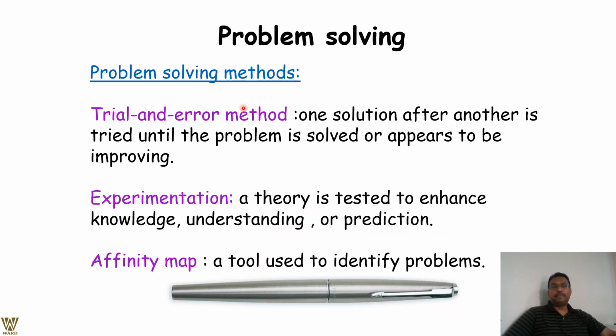Problem-solving methods essentially include the trial-and-error method: one solution after another until the problem gets solved. You keep on trying one way or the other, and the trial-and-error method works well. Experimentation is a theory tested to enhance knowledge, understanding, or prediction. That is what experimentation is all about. And then we have the affinity map, a tool used to identify problems.